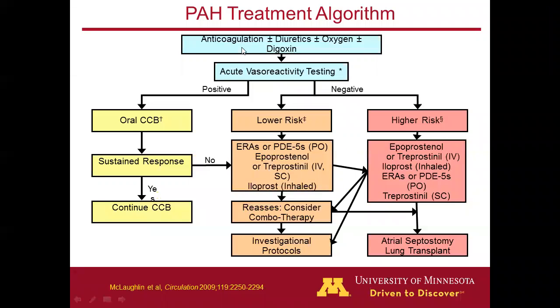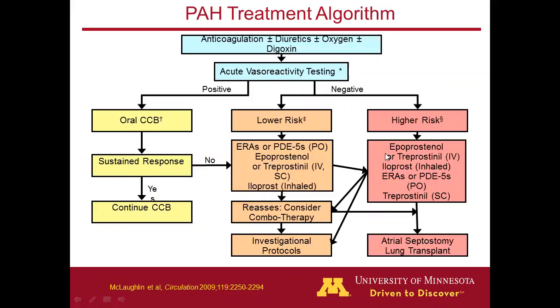Okay. So this is the summary slide. When a patient gets diagnosed, we decide on anticoagulation, diuretics, oxygen, digoxin. This is supportive care for most of them. We then do a vasoreactive testing. If they are vasodilator responders, they go on a different arm. We treat them with calcium channel blockers and then see response. This is for idiopathic. If they're not a calcium channel responder or non-idiopathic, then we decide whether they are low risk or high risk based on these measures.